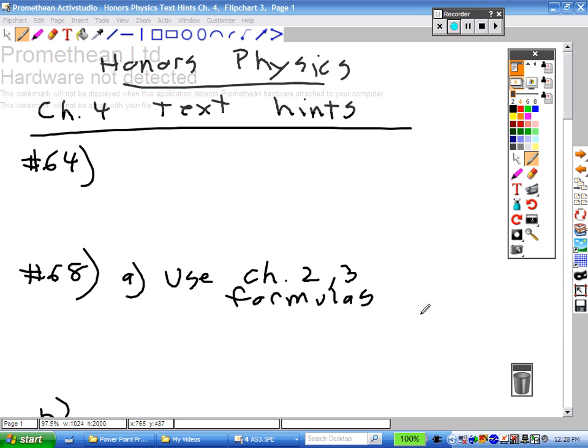Hey, honors physics students, here are some hints for the Chapter 4 textbook assignment. It's going to go kind of quickly, so feel free to push pause if you want to write things down. Let's start with number 64.